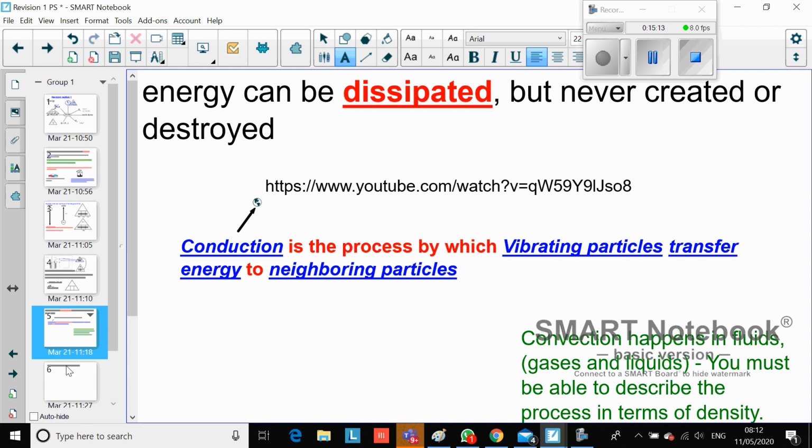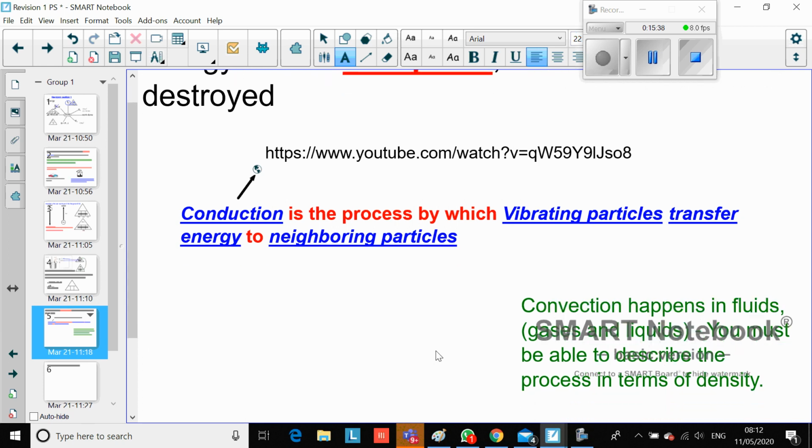Now, a couple of things about this. Firstly, this happens well in solids and liquids because solids and liquids are dense, they're tightly packed together, and therefore the energy can be distributed quite easily. Metals make exceptionally good conductors because they have delocalized or free electrons, and they're able to transfer energy much more efficiently than simply normal particles.